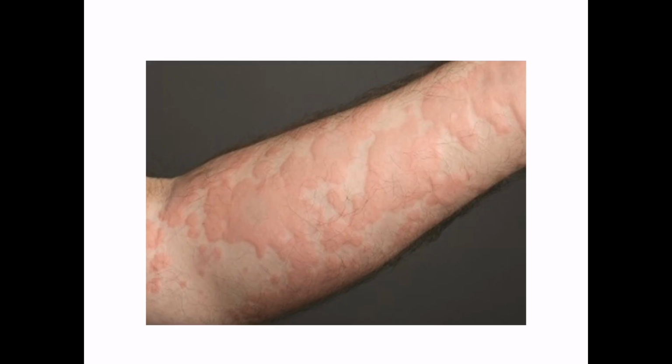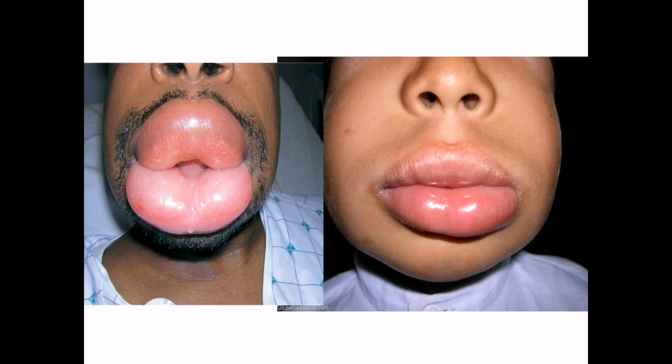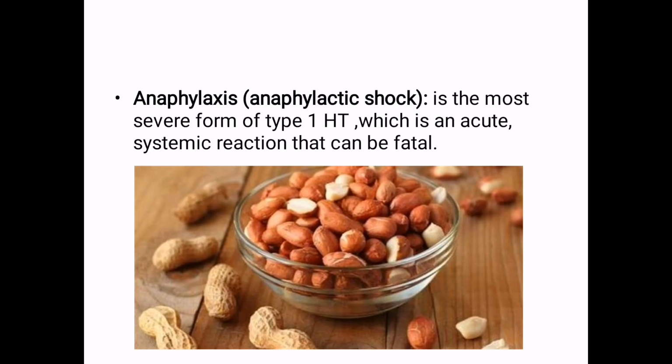This is the urticaria. This is raised, well circumscribed, a plaque of several centimeters. Okay, this is the urticaria, and this is the angioedema. Okay, it is in the mucous membrane. We call it angioedema in the mucous membrane.